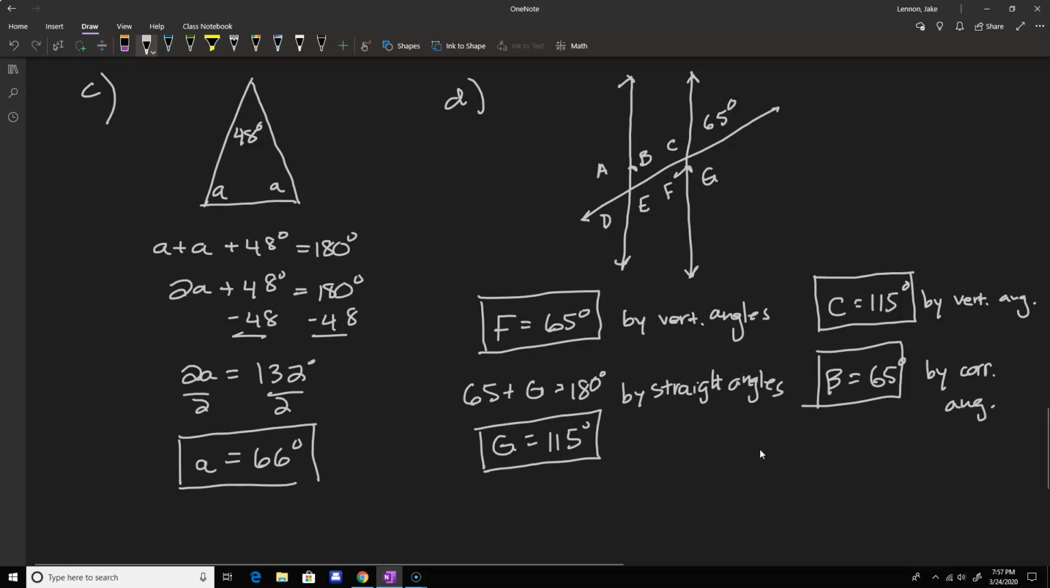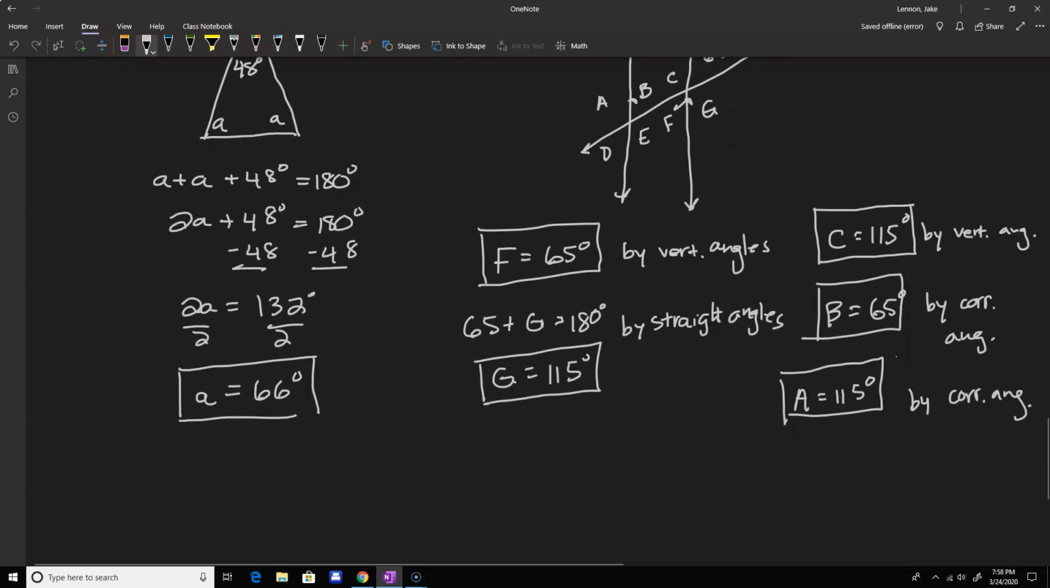So if we can just write those down, we can do all of the last by corresponding angles. A equals 115 degrees because it corresponds to C. So A is 115 by corresponding angles. What else do we have? D corresponds to F, so that makes D 65 degrees. So D is 65 degrees by corresponding angles.